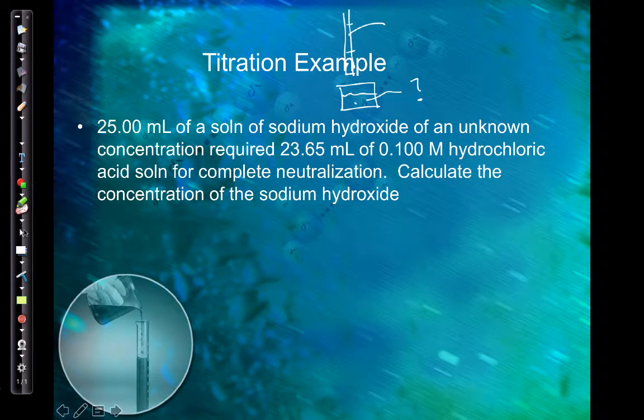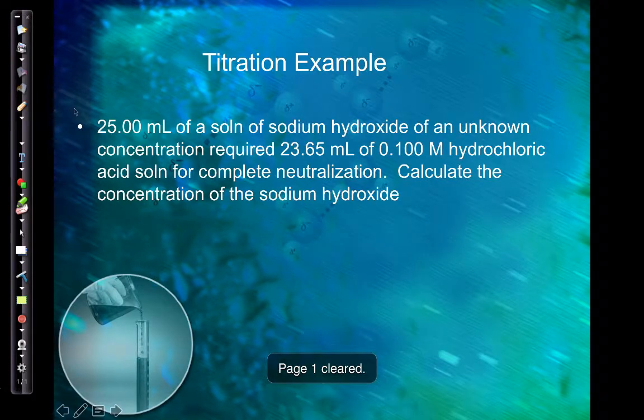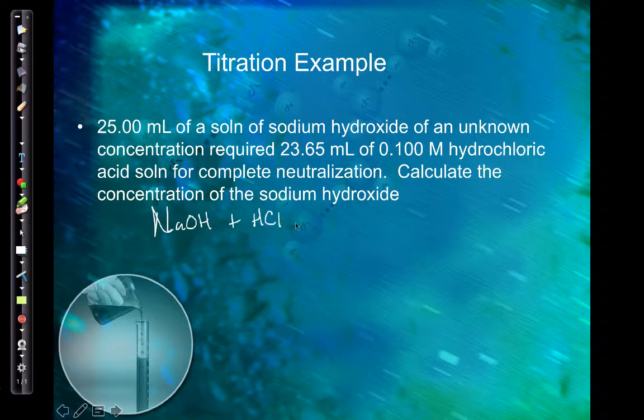All right, so let's look at a typical titration problem. I have 25 milliliters of a solution of sodium hydroxide of an unknown concentration, which required 23.65 milliliters of 0.1 moles per liter hydrochloric acid for complete neutralization. Calculate the concentration of the sodium hydroxide. Well, we have sodium hydroxide and HCl, and we're going to react them out and get sodium chloride and water. Everything's a 1-to-1 ratio.